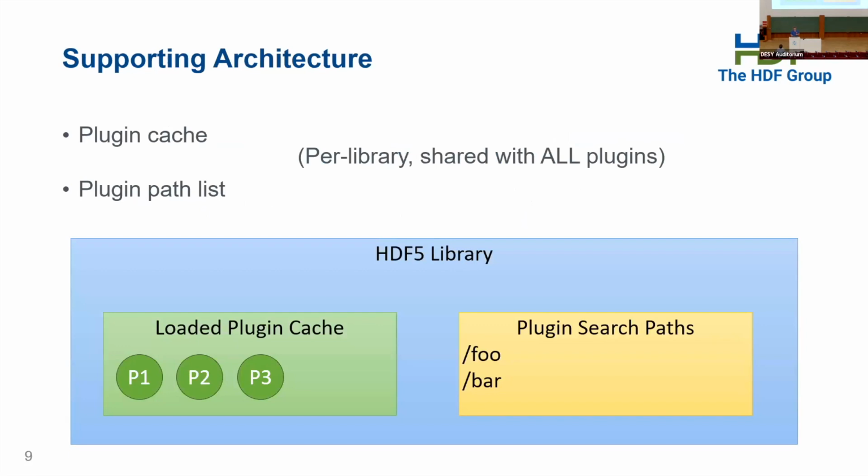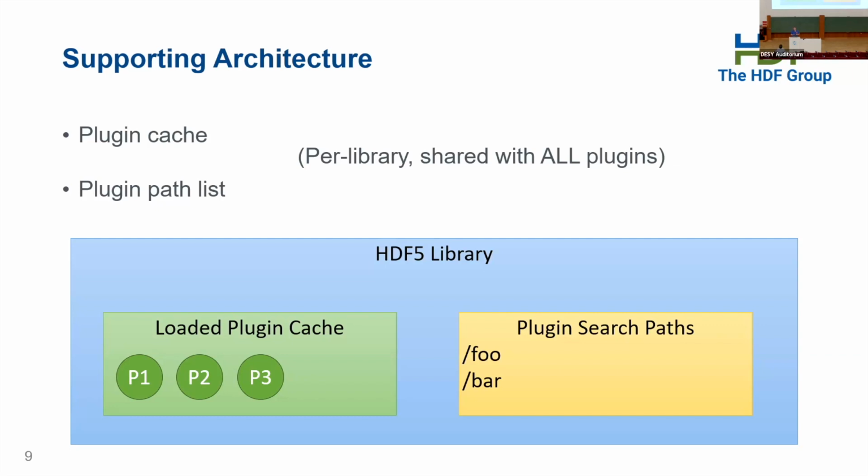So inside the library, there is a plugin cache. We have a loaded plugin cache. These are shared through all the plugins that are used, whether it's a VFD, virtual file driver, virtual object layer connector, or a filter. They're all the same as far as the library is concerned. So it will save everything that it's seen. I don't think it ever gets rid of them. And then we also have a set of plugin search paths. And again, these are used for absolutely everything.